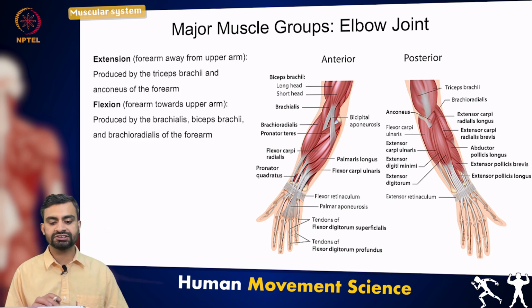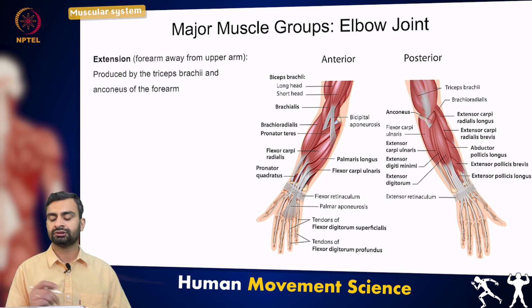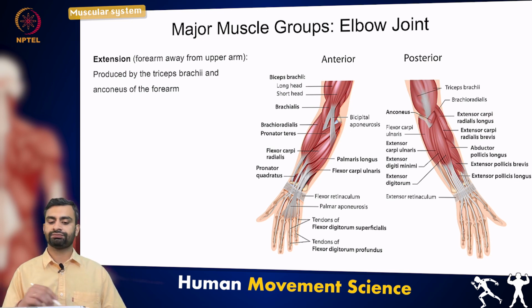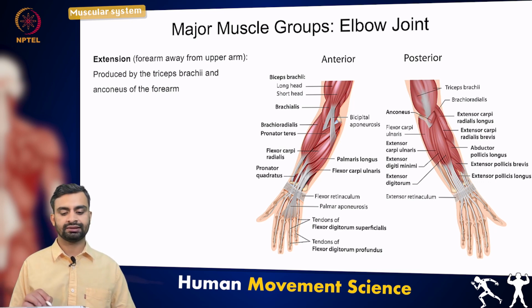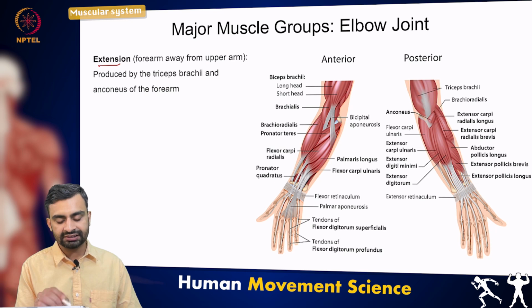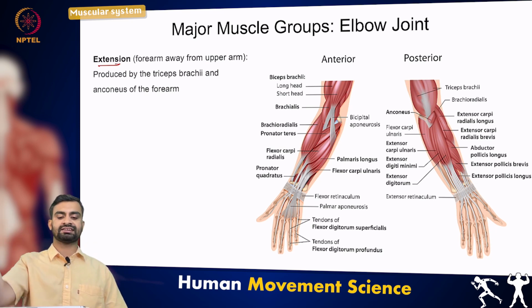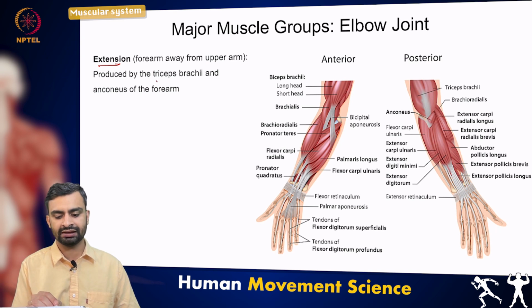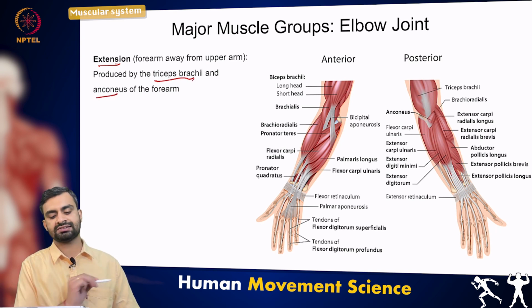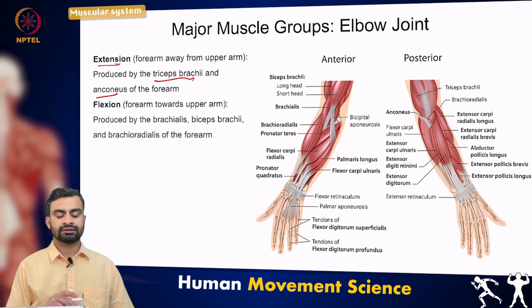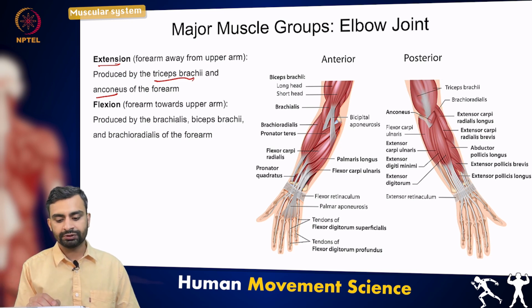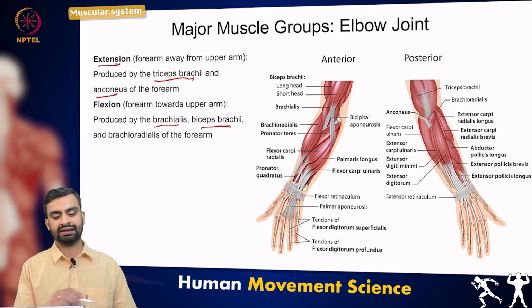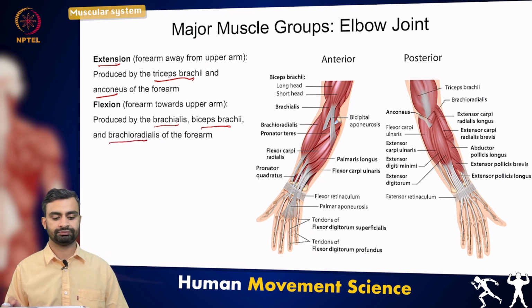So what functions will these muscles produce at the elbow joint? As we looked at the various functions being produced by muscles at the shoulder joint, similarly at the elbow joint, the muscles which produce extension, that is forearm away from the upper arm, so this is extension, are triceps brachii and anconeus of the forearm. The flexion, where the forearm is moving towards your upper arm, is being produced by brachialis, biceps brachii, and brachioradialis of the arm.